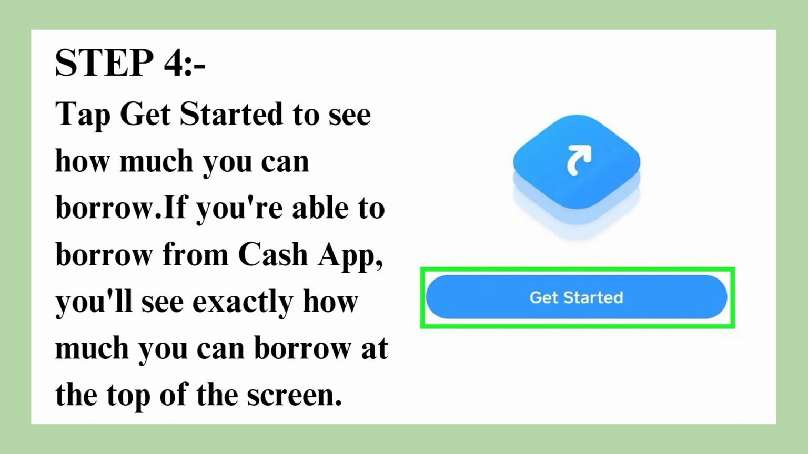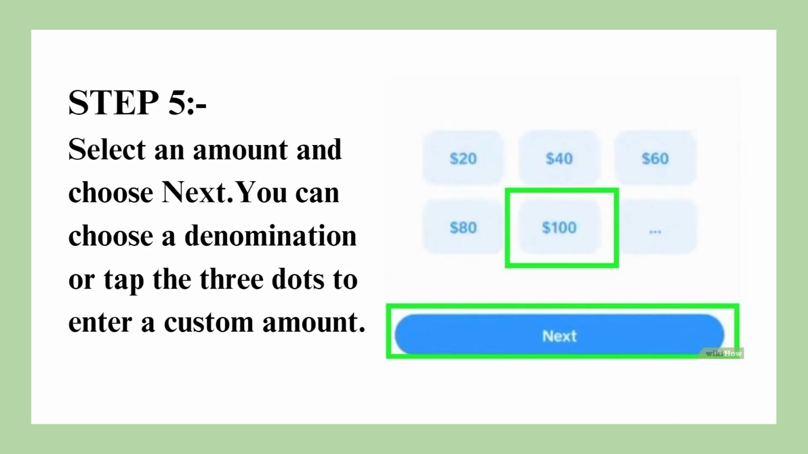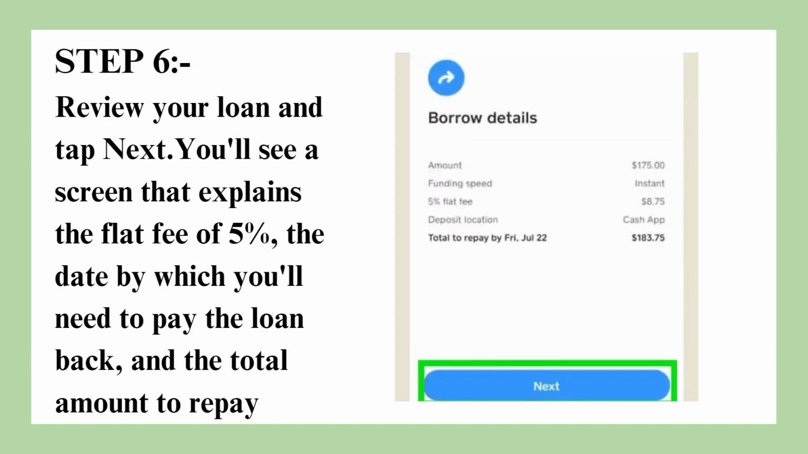If you're able to borrow from the Cash App, you will see exactly how much you can borrow at the top of the screen. Select an amount and choose Next. You can choose a denomination or tap the three dots to enter a custom amount. Review your loan and tap Next.